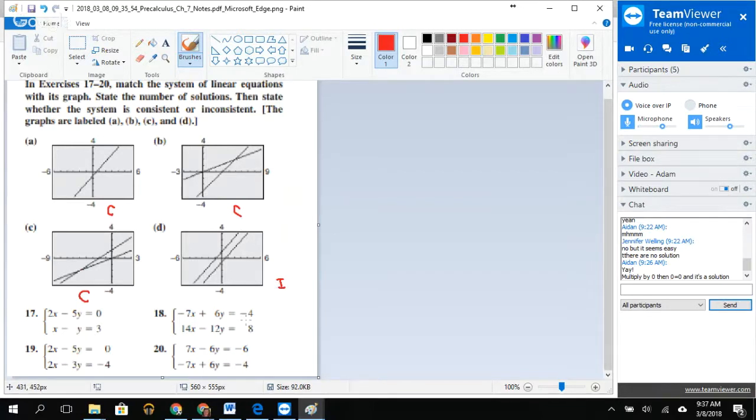Okay. Everything else should appear to be pretty easy. I'm not asking you to solve any of these, you're just matching the system of linear equations with its graph. So you can look at the equations. You could also put it in a graphing tool and see what you get. I don't know if you guys want to see any more examples or you feel like, okay, I got it. Can anyone, just by looking at these, identify which one is going to be our no solution case?